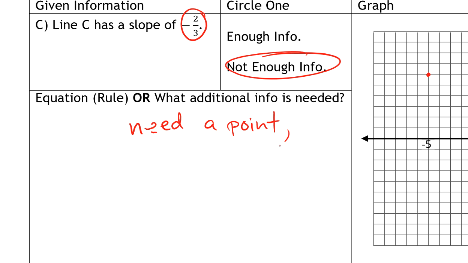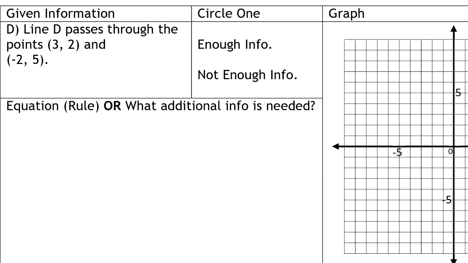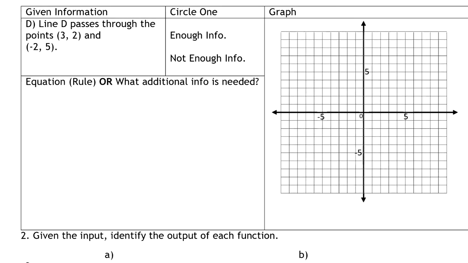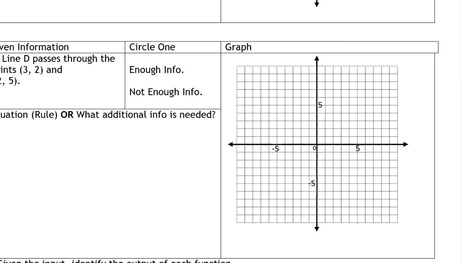Or something equivalent to a point, like an x-intercept, which is a point, or a y-intercept. Or even if they said it goes to the origin, that's an x and a y-intercept together. All right, and then finally D, same setup for part D.